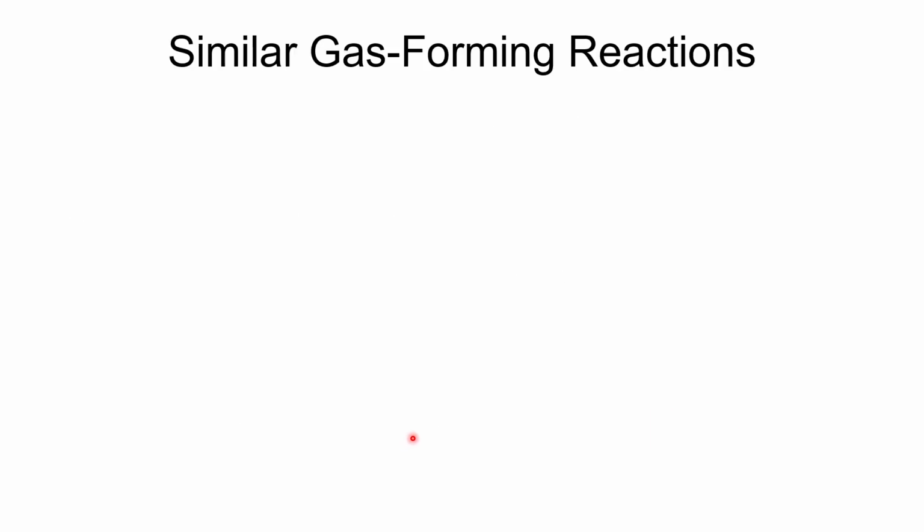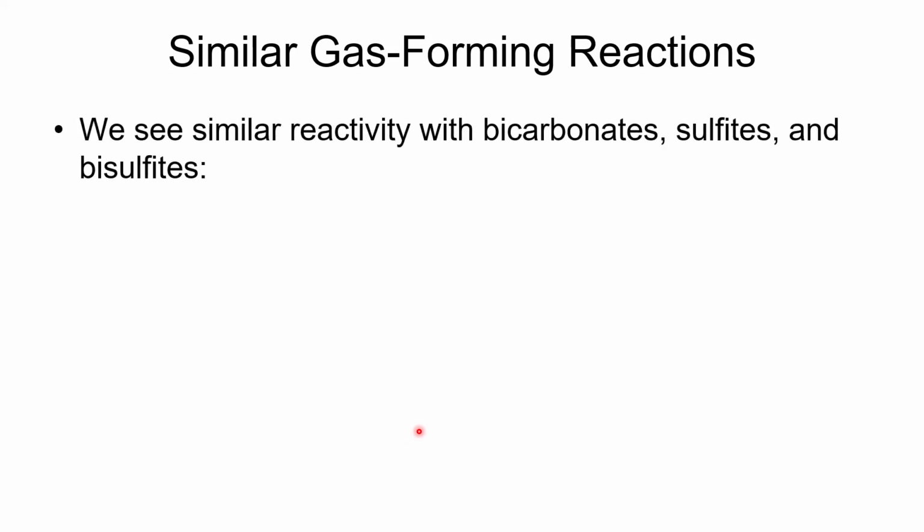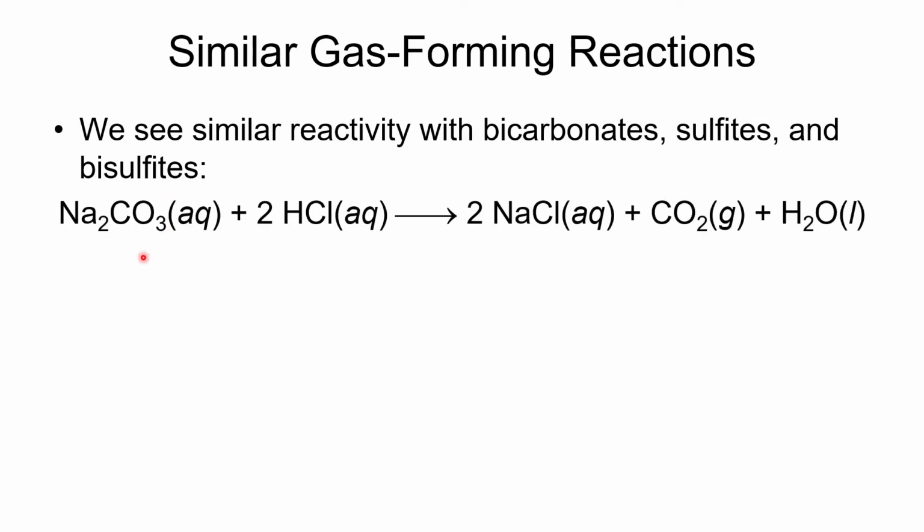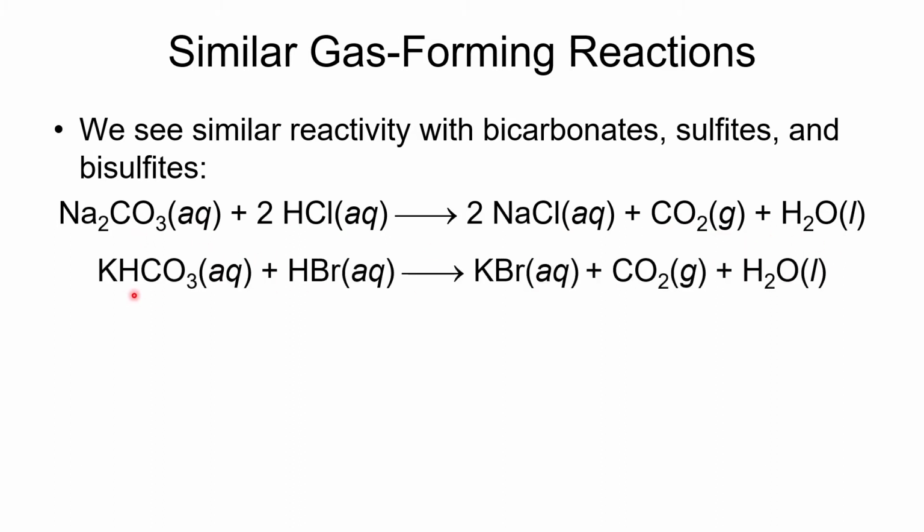All right. There are some similar gas-forming reactions that I want you to be aware of. It happens with not just carbonates, but bicarbonates, sulfites, and bisulfites. So here is another carbonate, sodium carbonate plus HCl, of course, gives us the sodium chloride, and then we get carbon dioxide and water. So if you've got carbonate, you'll get CO2 and water. In a similar fashion, here we've got potassium bicarbonate, and potassium bicarbonate with this acid will end up giving us carbon dioxide and water.